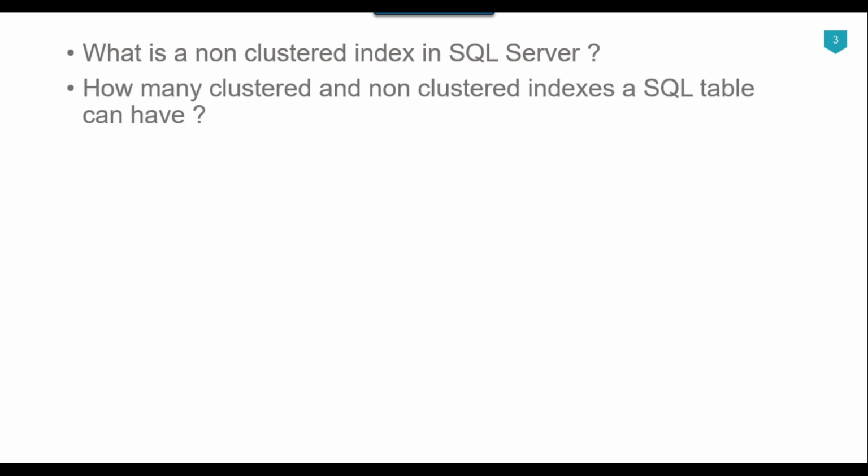How many clustered and non-clustered indexes can we have on a SQL Server table? A SQL Server table can have only one clustered index, while it can have 999 non-clustered indexes. If a table contains a clustered index, then the table is called a clustered table, and if a table does not have a clustered index, then the table is called a heap. So let's jump to the demo.